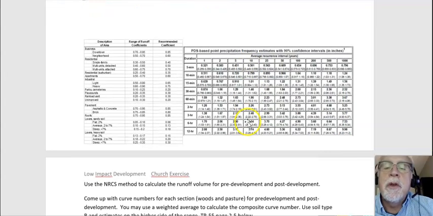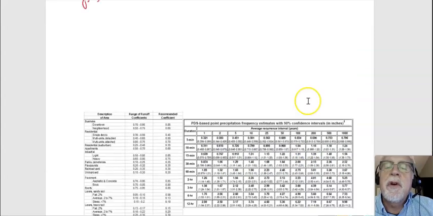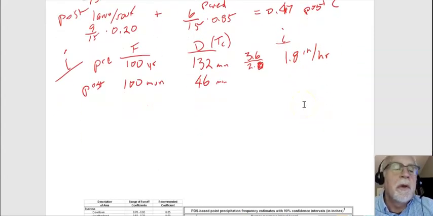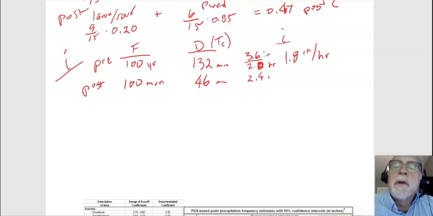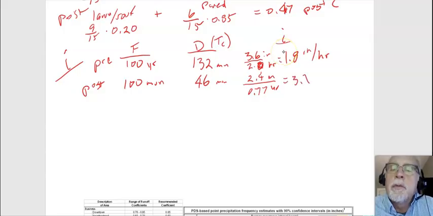Post, we want 46 minutes. So it's going to be about halfway between 2 and 2.75. We'll go with, I don't know, 2.4 inches over 0.77 hour, and that comes out to 3.1 inches per hour.